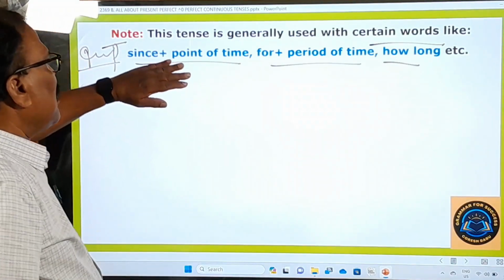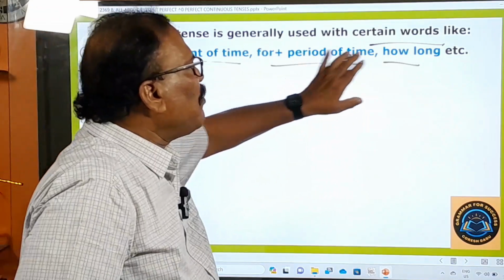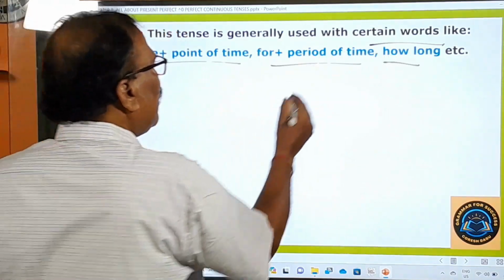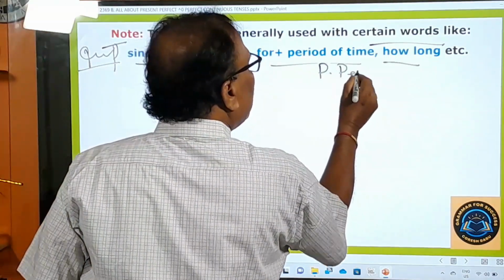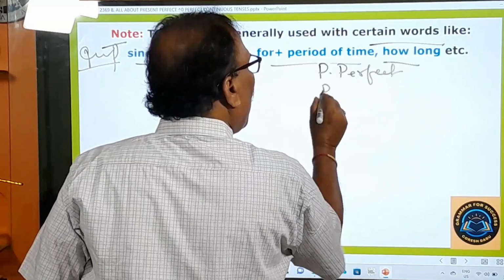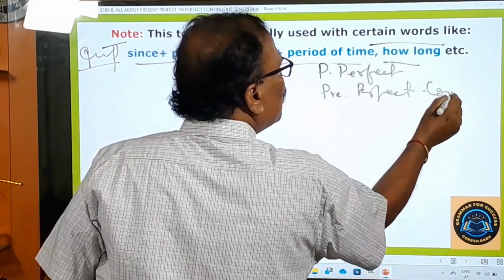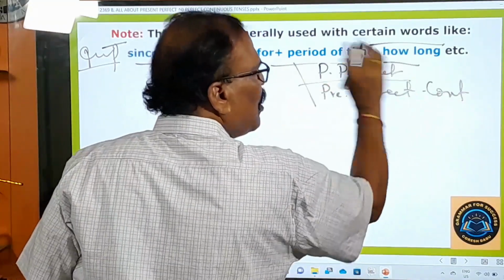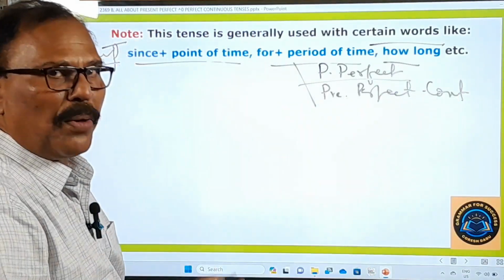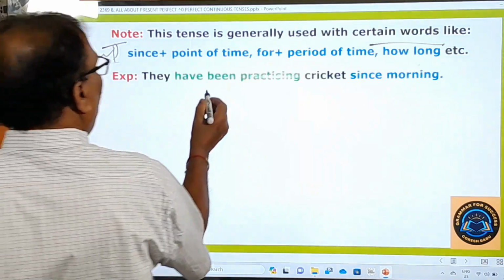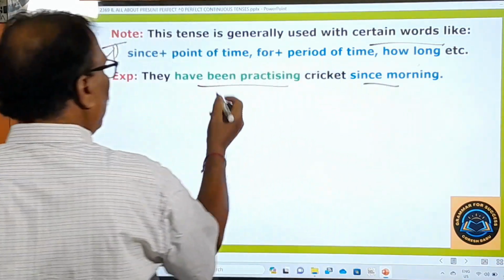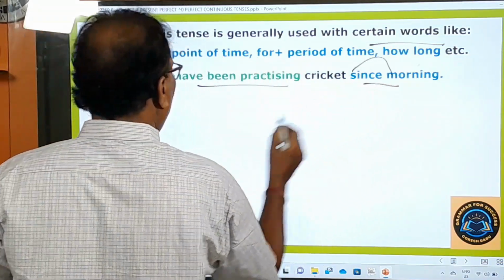Okay, with since plus point of time, for plus period of time, how long, you can use either present perfect tense or present perfect continuous tense also you can say. Any one of them you can use. There is no objection, there is no problem. They have been practicing cricket since morning, okay. Since plus point of time is there, right?